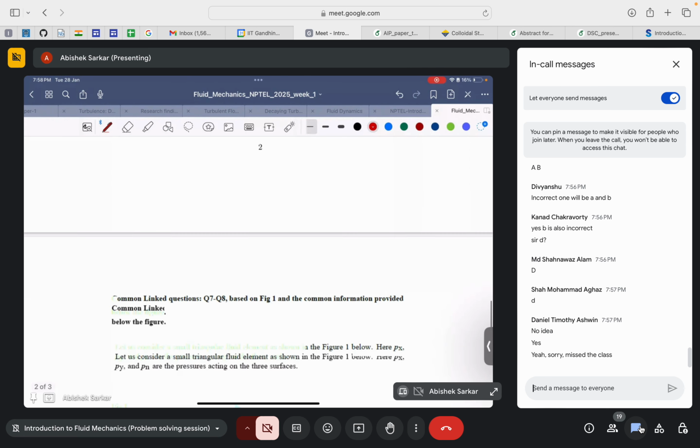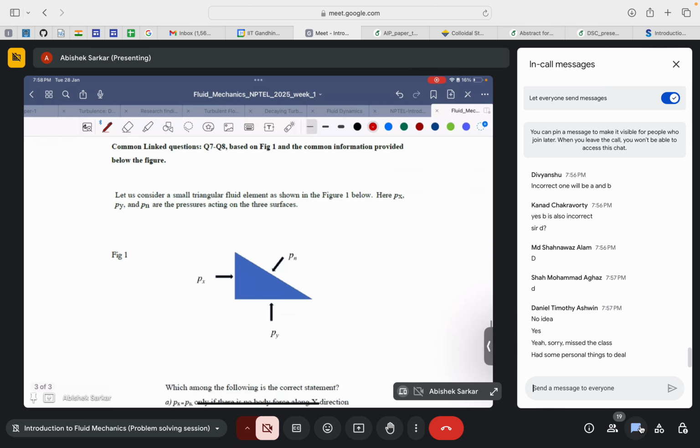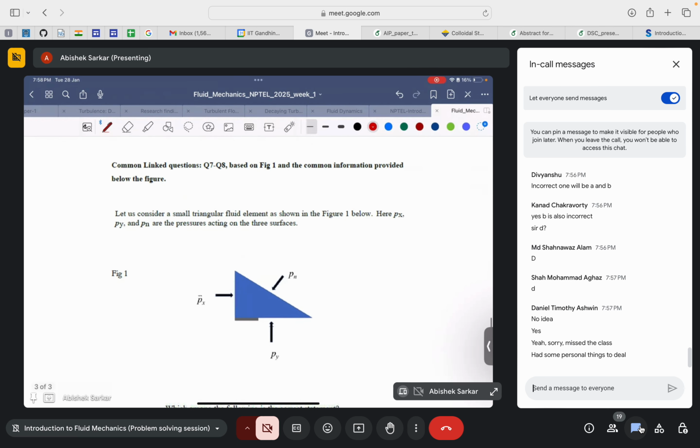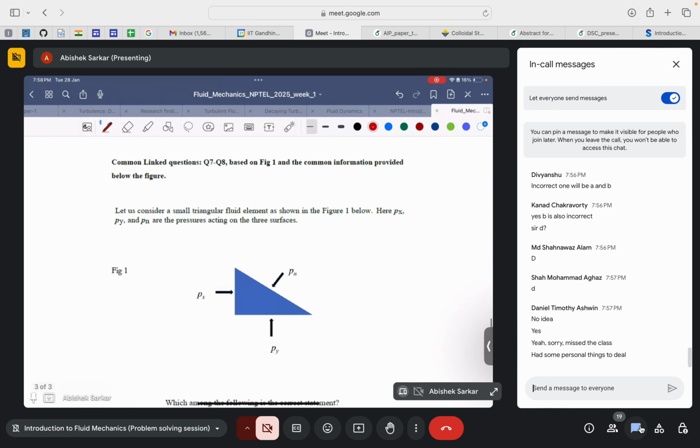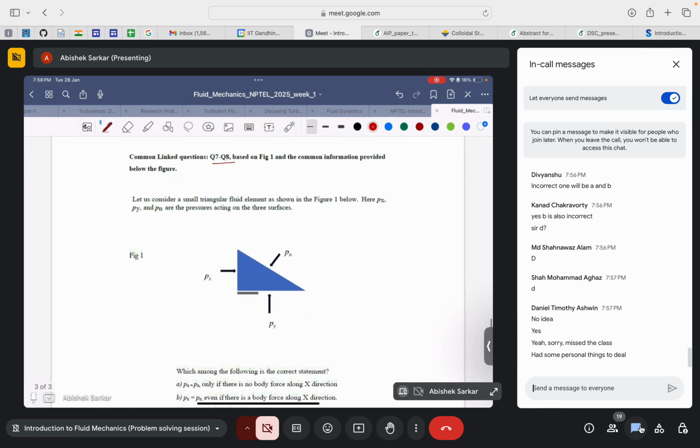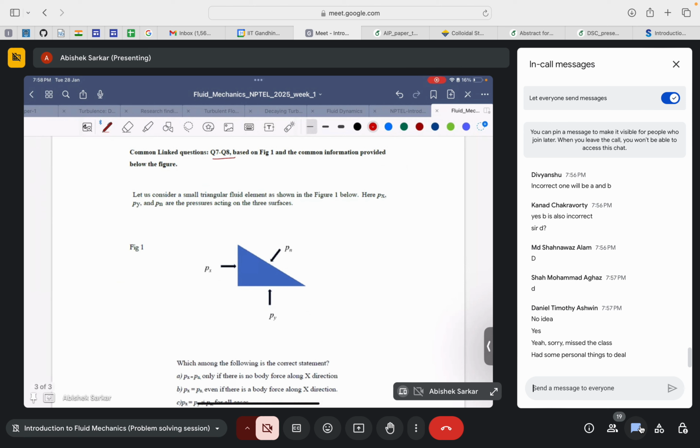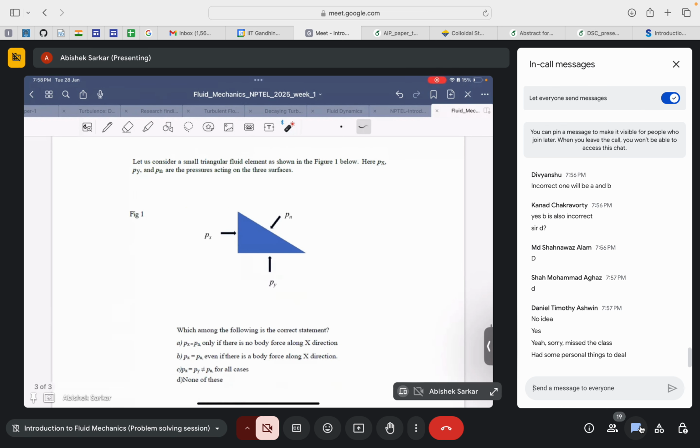Okay, so question number 7 and 8. This is a common image for both the questions. Let me zoom out a bit. Let us consider a small triangular fluid element as shown in figure 1 below. Here Px, Py and Pn are the pressures acting on these three surfaces. I think the diagram is self-explanatory. We have just discussed it now. It was in the opposite sense, but the derivations are quite relevant.